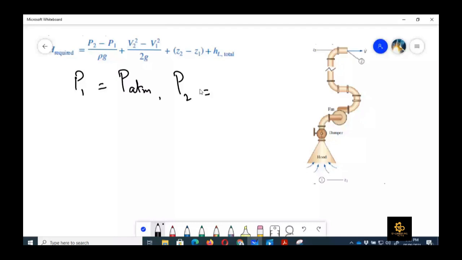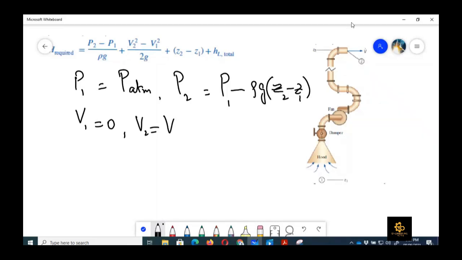So for P2, if we talk about the hydrostatic variation, it would be P1 minus rho g, which is gamma, into Z2 minus Z1, right? Because we are taking point 2 and point 1 as stagnant air. If it is stagnant air, then we can use the hydrostatic variation of pressure. Now V1 would be equal to 0, because we are talking about far away from the hood. So V1 is equal to 0, and V2 would be equal to V, the velocity here, right?